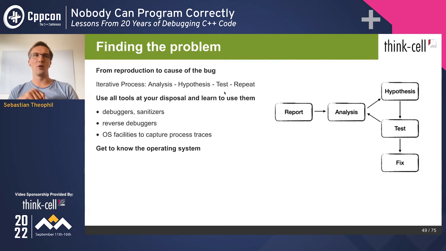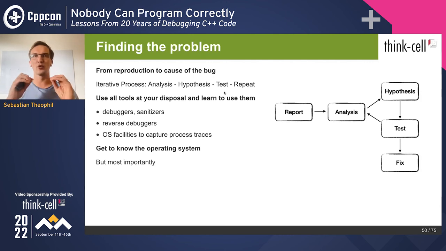So we've seen the bug reporting, the debugging process. We've received bug reports. We have increased the amount of bug reports we're getting. We try to find out what goes wrong in our system and analyze the system. And we have seen some tools that we can use to make this easier. Debuggers, sanitizers, reverse debuggers, operating system facilities that can help us get log files. We have to get to know the operating system. We have to learn a bit of disassembly while we're at it.